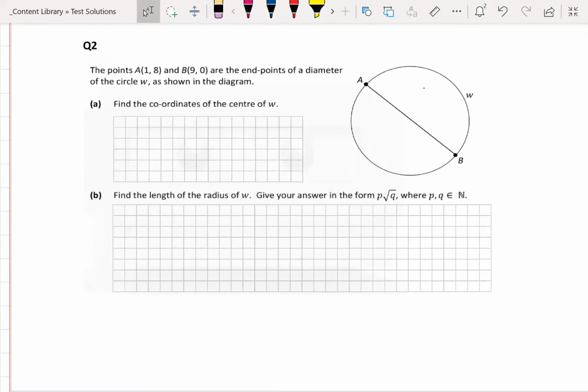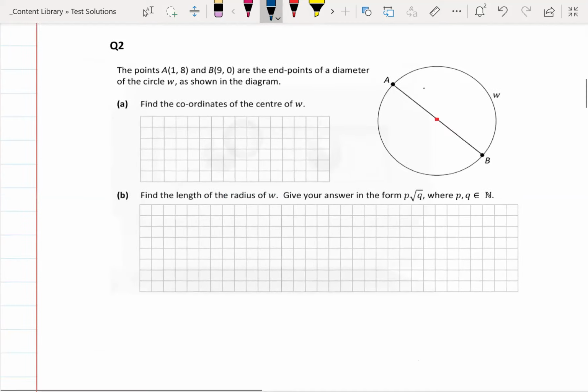Question 2, we have the points A and B. They're the endpoints of a diameter. A diameter is basically a line, so think of it that way, of the circle W. Find the coordinates of the center of W. If they're looking for the center of the circle, they're looking for basically the midpoint of that line AB. They don't say the word midpoint, but that is what they're looking for.